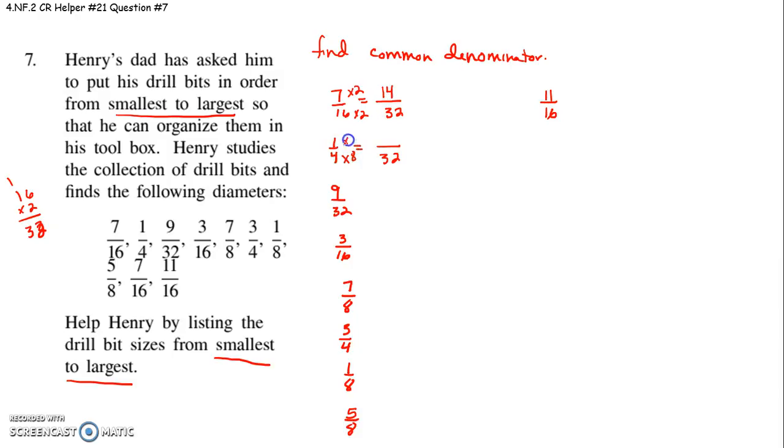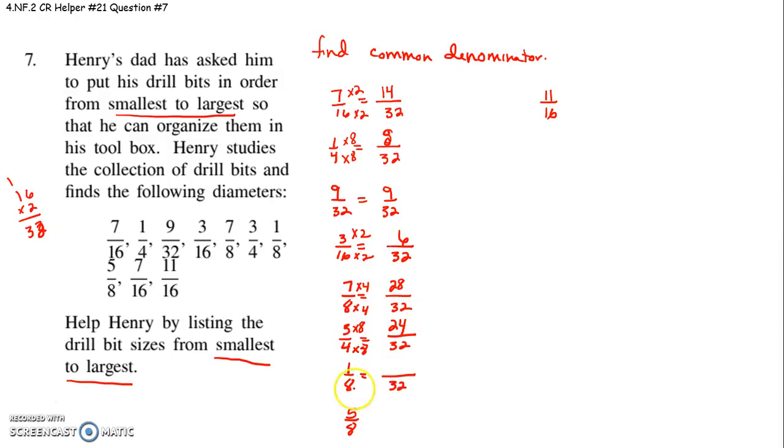1/4, so I'll multiply numerator and denominator by 8. 1/4 is the same as 8/32. 9/32 just will remain 9/32. 3/16 would be multiplying numerator and denominator by 2, would be 6/32. 7/8, multiplying numerator and denominator by 4, would be 28/32. 3/4, multiplying numerator and denominator by 8. 3 times 8, that's 24/32.